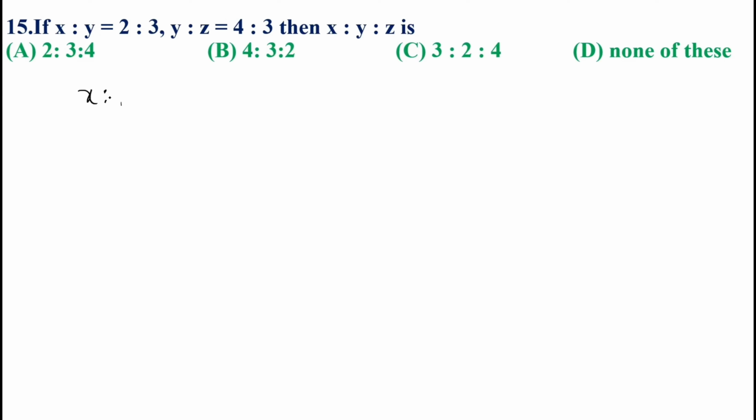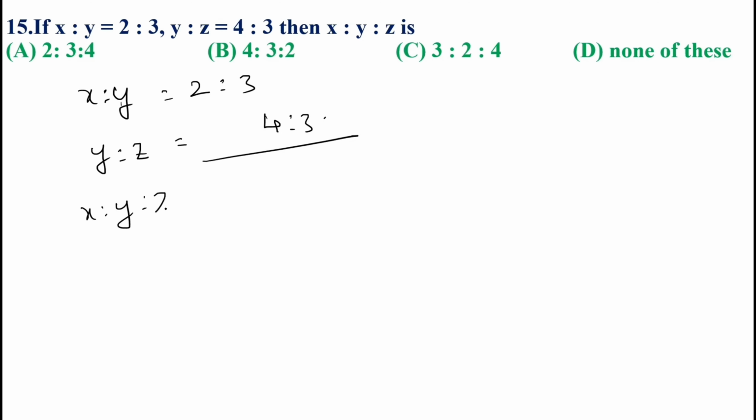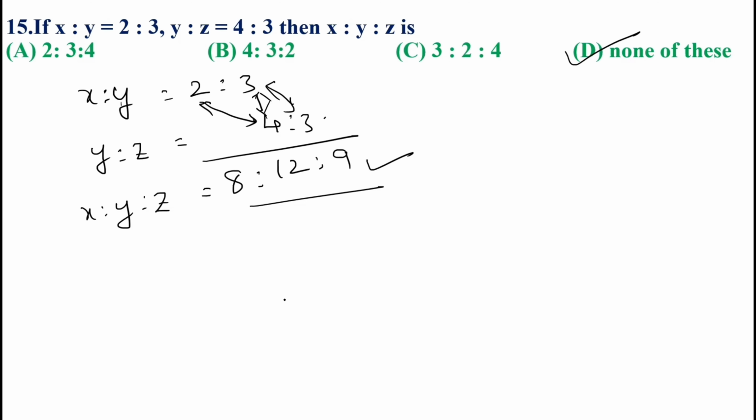They have given x is to y is equal to 2 is to 3 and y is to z is equal to 4 is to 3. Direct question: x is to y is to z is what? So 2 into 4, 8. 3 into 4, 12. 3 into 3, 9. So 8 is to 12 is to 9. No, so none of these is the answer.